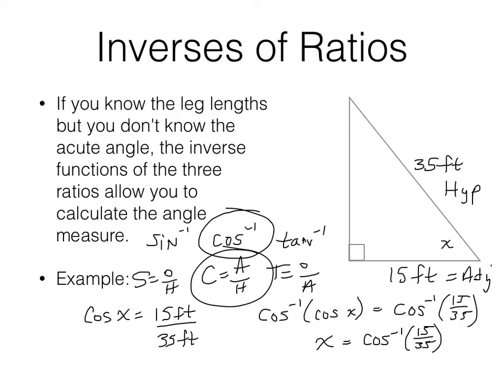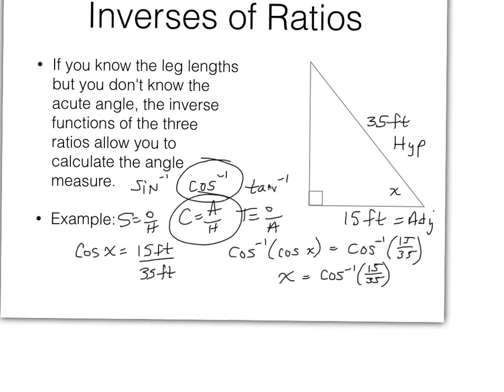Now, let me make a little bit more room here. How we're going to enter this into the calculator. You're going to hit your shift button, the second button, it's the blue button, it accesses the blue functions, and you're going to see that cosine to the -1 come up. And then you're just going to put in 15 divided by 35 and hit equals. And you're going to get that x is equal to 64.6, and this is degrees. And it's very important that in your calculator you are in degree mode, and you should see a little DEG somewhere on your screen. Okay? So that means that this x is 64.6 degrees.